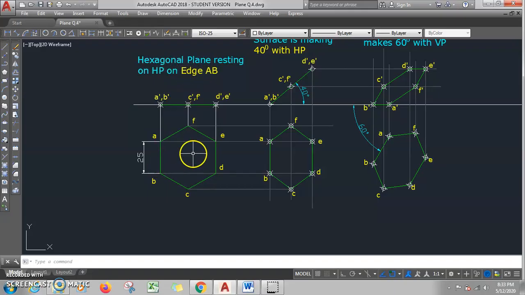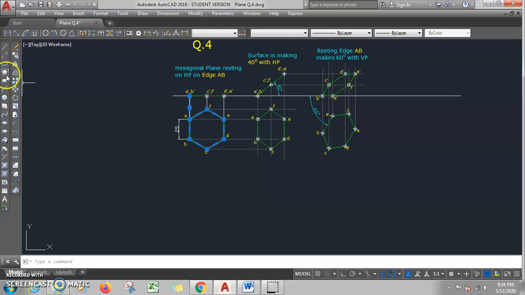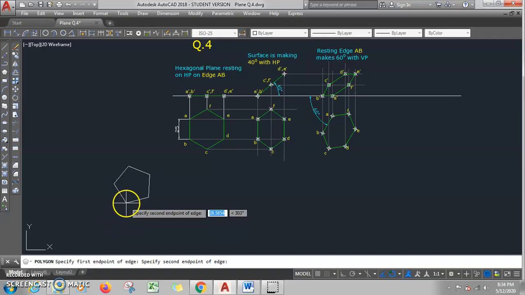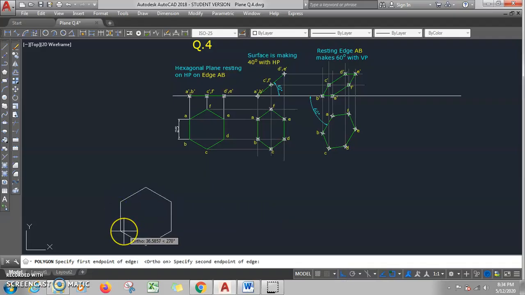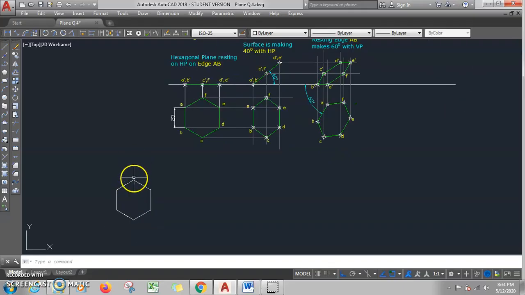The hexagonal plane having a 25 mm side is resting on an edge. So just make sure that the edge is on the first projector. How do we get it? Go for polygon. Enter polygon by edge. Okay, this is the first point. For polygon, the number of sides will be 6. Enter polygon by edge. Ortho mode should be on, and here the side is 25. Enter. So when it is resting on an edge, this should be the position of the polygon.